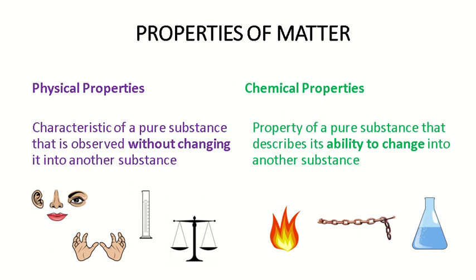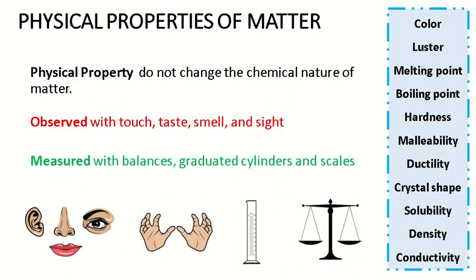A physical property is a characteristic of a pure substance that is observed without changing it into another substance. A chemical property is a property of a pure substance that describes its ability to change into another substance. Physical properties do not change the chemical nature of matter.